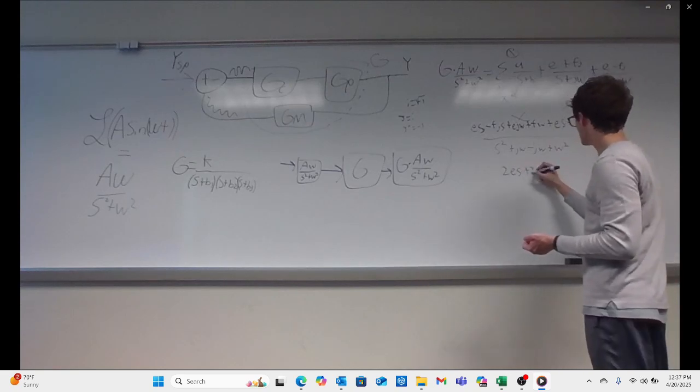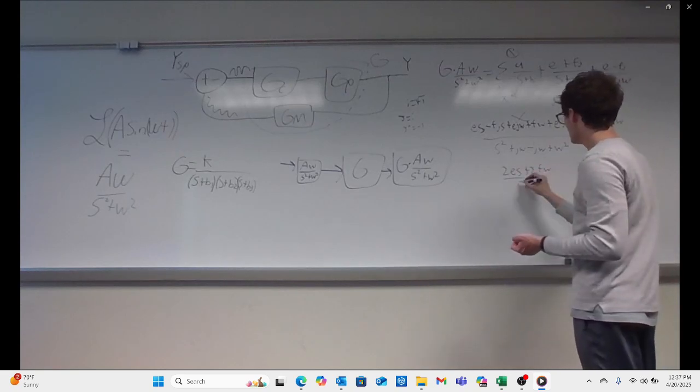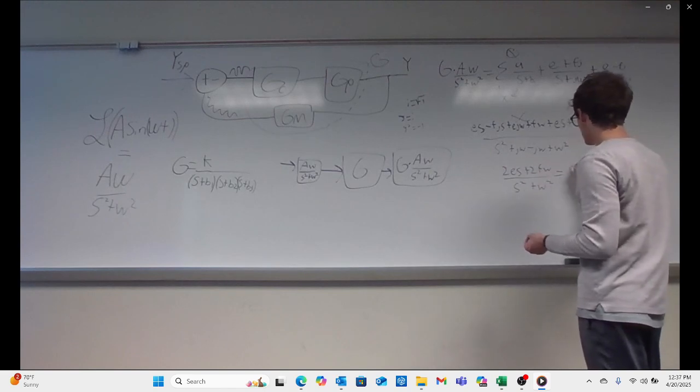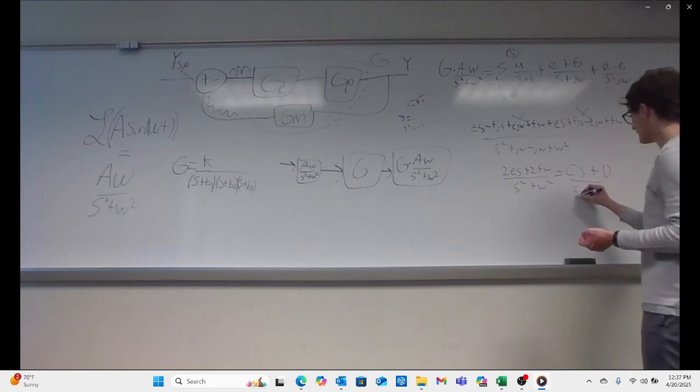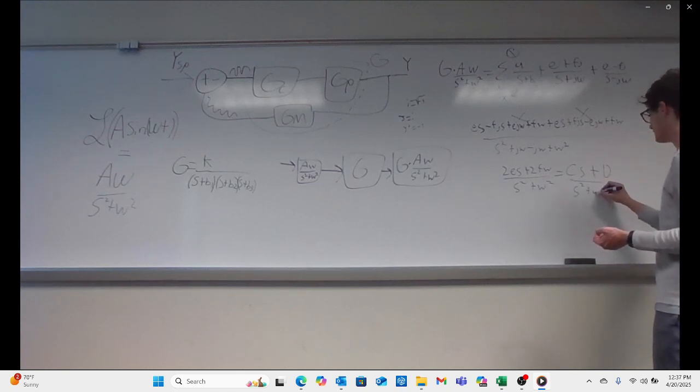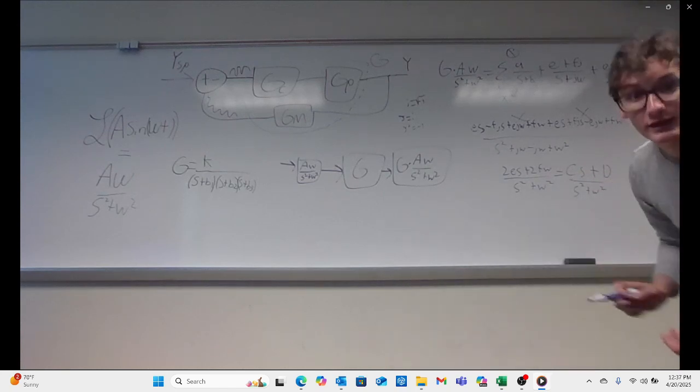So when we end up actually getting 2Es plus 2Fw all over s squared plus w squared, which gives us the term (Cs plus D) over s squared plus w squared, which is a sinusoidal term.